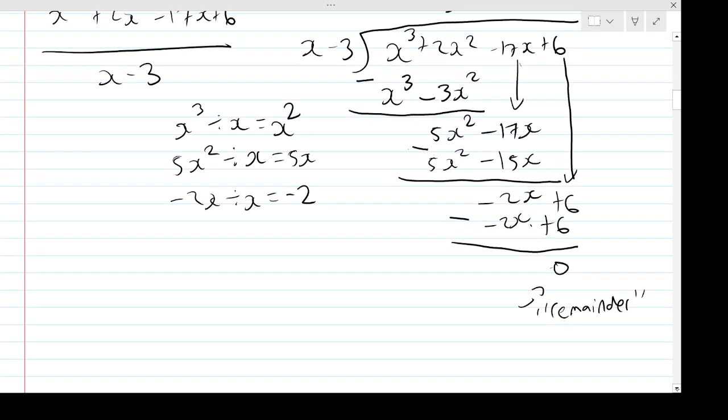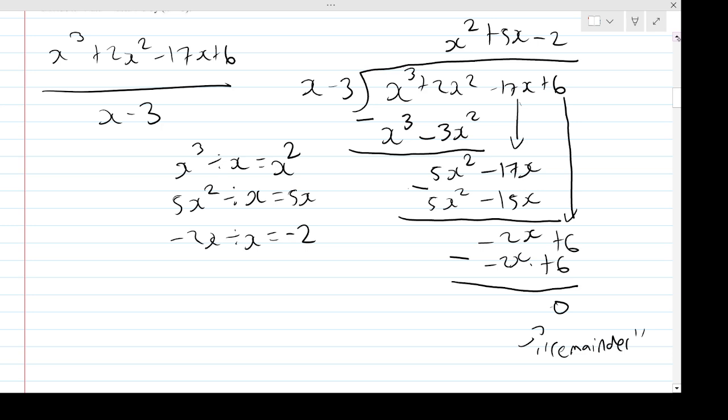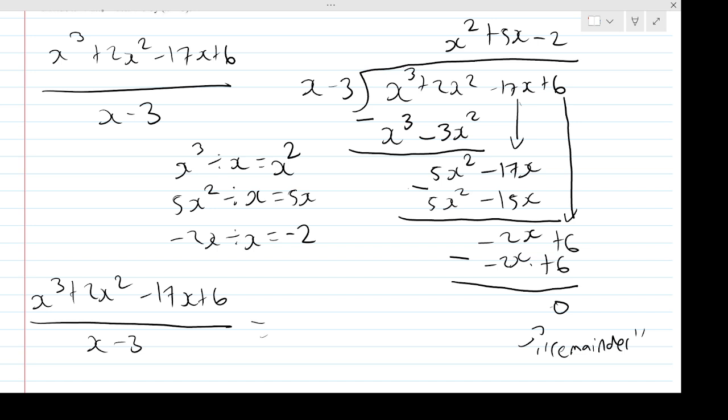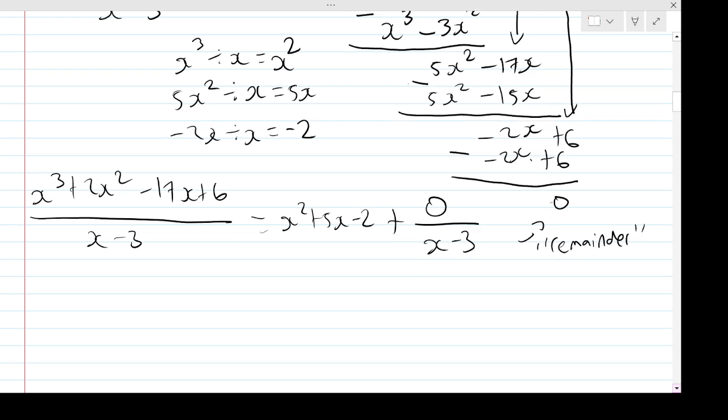And so what that means is that this overall fraction, x cubed plus 2x squared minus 17x plus 6 over x minus 3, this division, right? Remember the fraction is division. Well, it's the quotient, x squared plus 5x minus 2, add a remainder of 0, okay? So it'd be add 0, and the remainder is out of the x minus 3, okay? So it'd be 0 over x minus 3. Well, actually, that goes to 0.